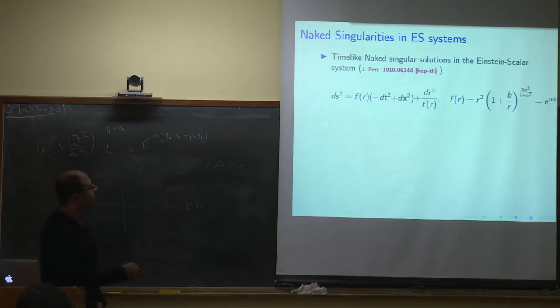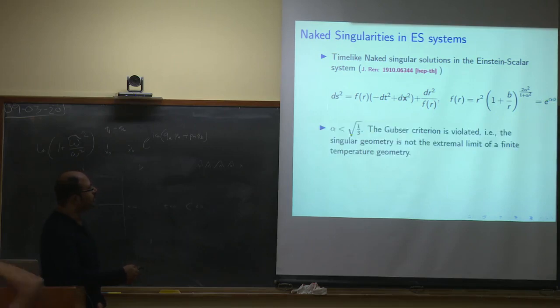Now there is some recent geometry which was obtained by our collaborator. This is an Einstein-scalar system, and it has solutions which contain time-like singularities. In particular, the nature of the singularity changes if you tune this parameter alpha. For alpha less than 1 over square root of 3, the Gubser criterion is violated. That is, you cannot find any finite temperature black hole whose extremal limit is this geometry. You cannot. So those are ruled out. It is not a finite extremal limit of a finite temperature geometry for this range of parameters.